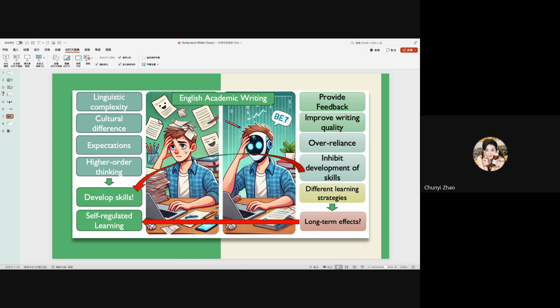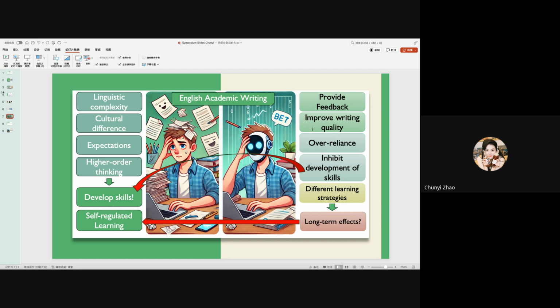So what can AI do? This picture is also created by ChatGPT. And how can AI help? AI can provide feedback. This feedback can be personal and instant. And it can also improve writing quality. I can put the text I wrote myself into the chatbots, and ask ChatGPT to be my tutor to help me correct the errors.